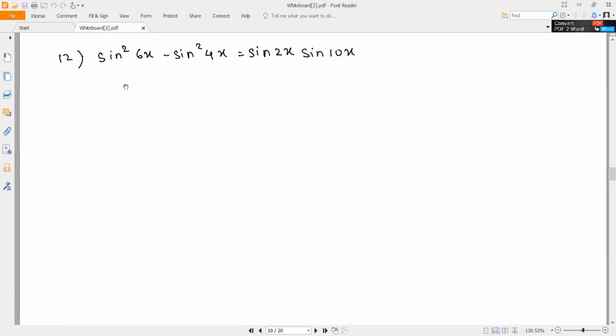Sine square 6x minus sine square 4x is equal to your RHS. Now you have sine square something minus sine square something, so you can consider this as a square minus b square. So let's write it in this fashion. LHS is equal to sine square 6x minus sine square 4x. This is like a square minus b square, so it can be written as sine 6x plus sine 4x into sine 6x minus sine 4x.